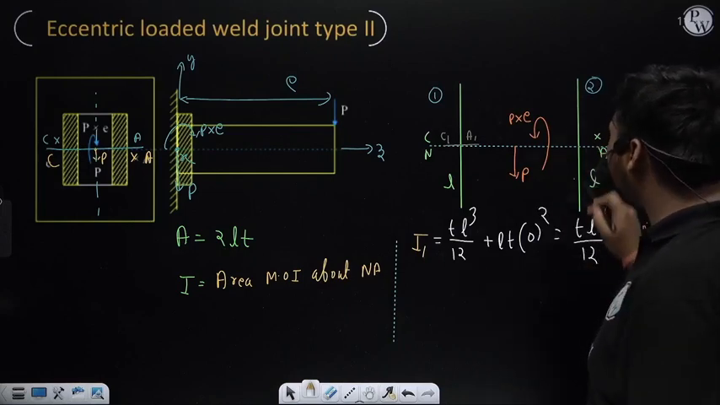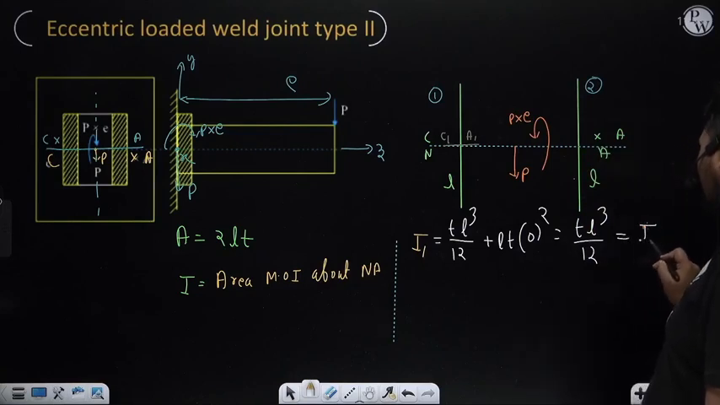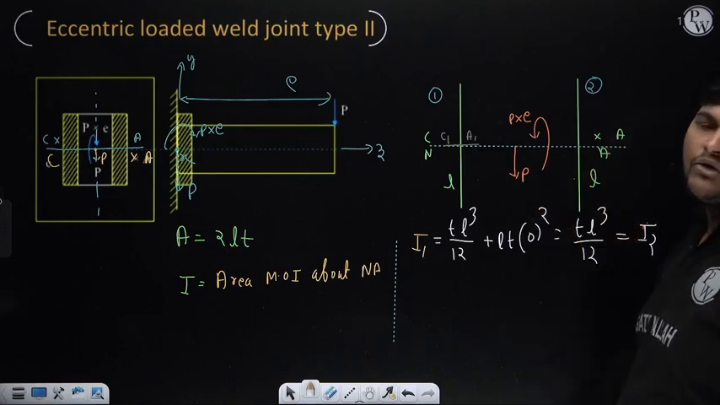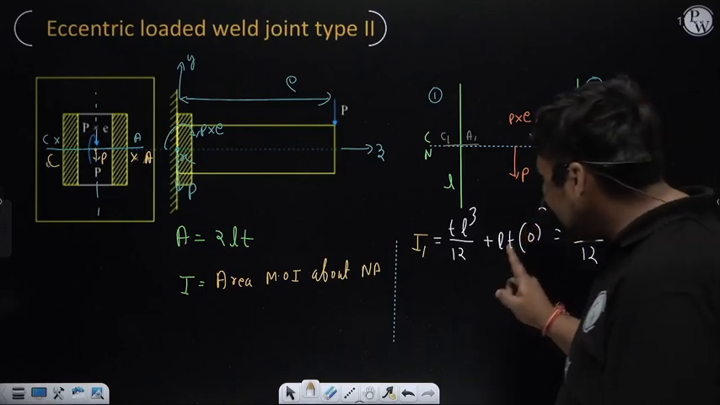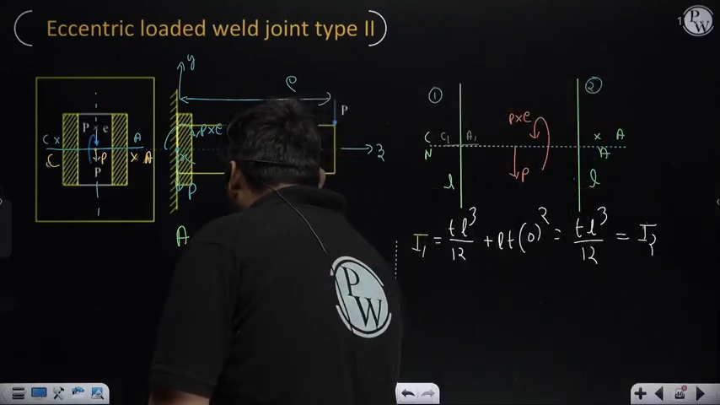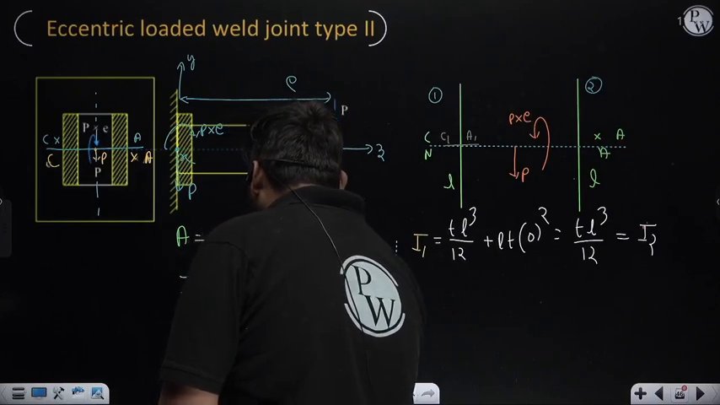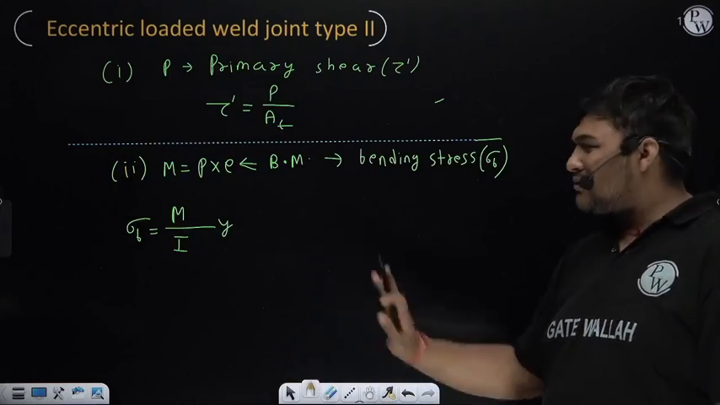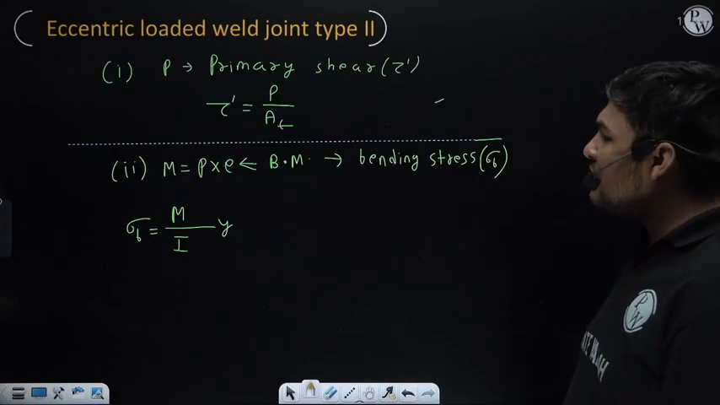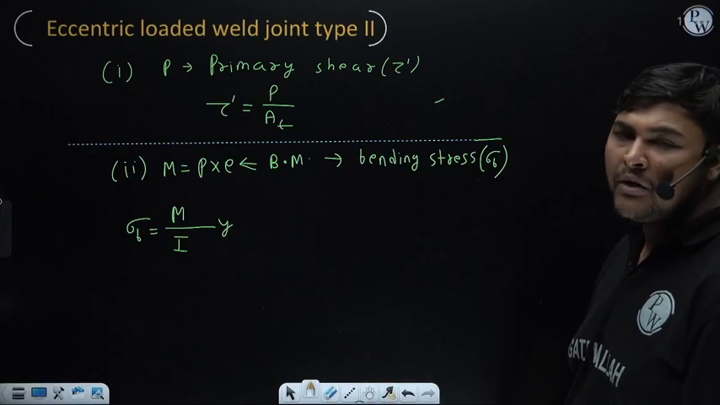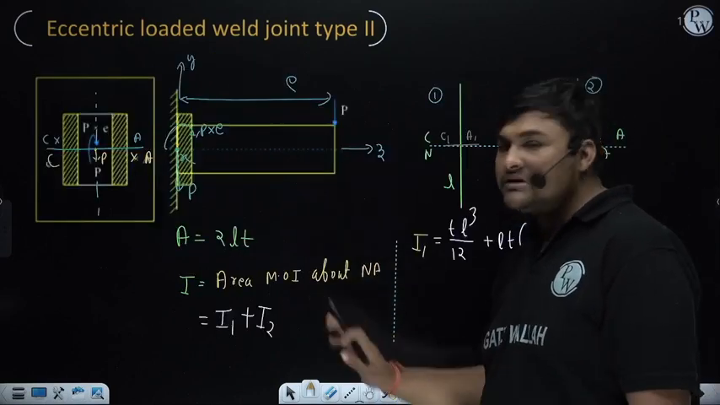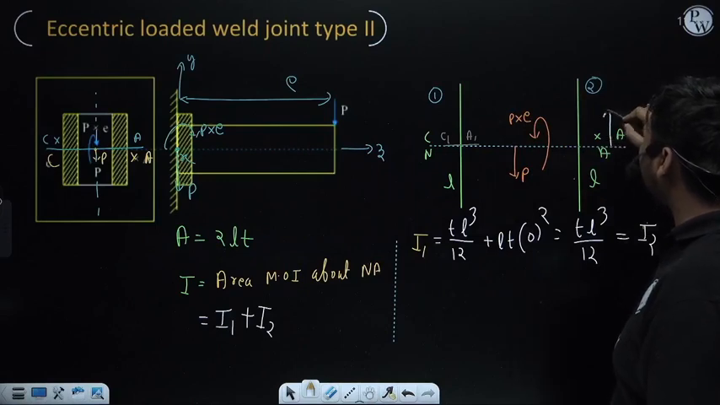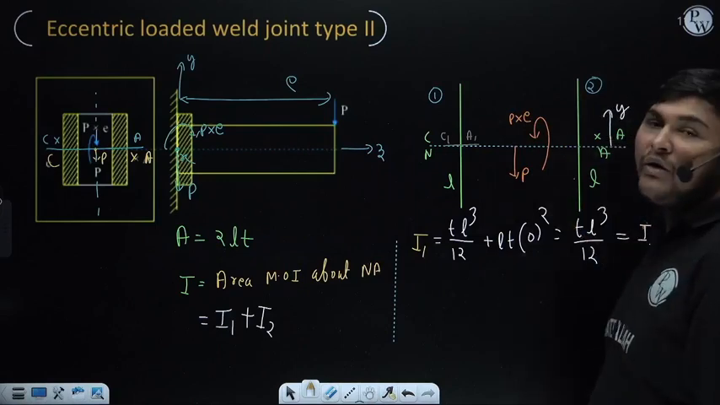With the same concept, if you calculate the area moment of inertia of weld 2 about the neutral axis, the expression will be the same as this, because right now weld 1 and weld 2 are symmetric. If you add both of them, you will get the total area moment of inertia about the neutral axis, which is I in this formula. So in a numerical you can calculate this. This is the formula to calculate bending stress due to bending moment: M upon I, where M is the bending moment and I is this. Now what is Y? Y is the perpendicular distance from the neutral axis. The neutral axis is horizontal, so we need to take the vertical distance.